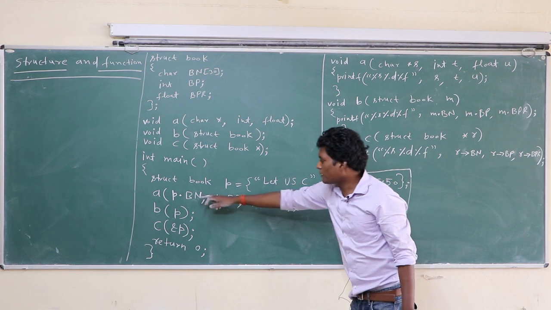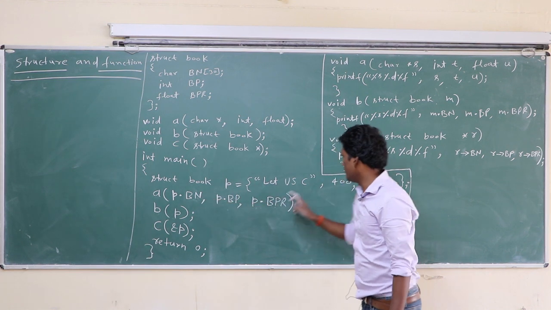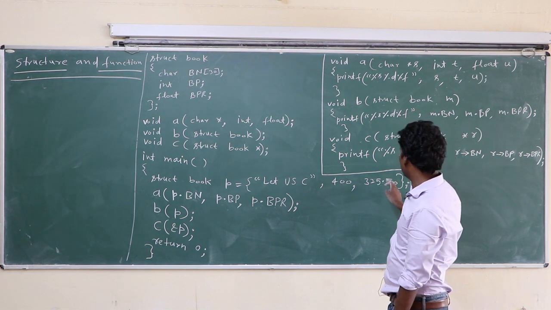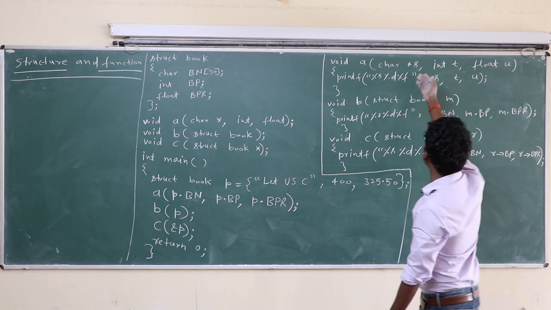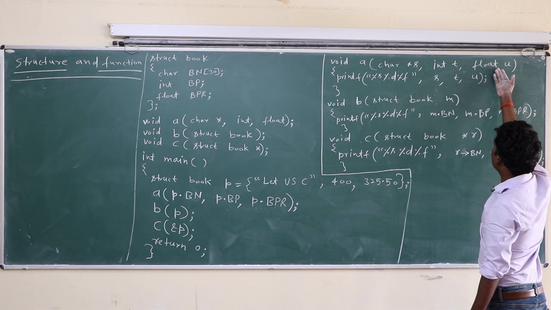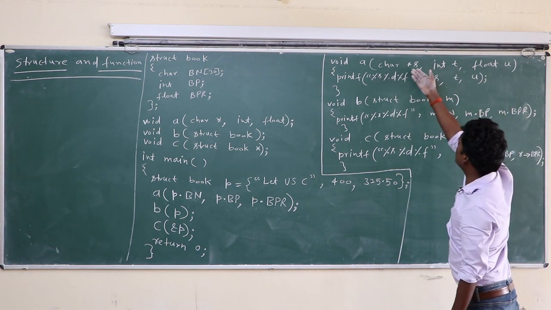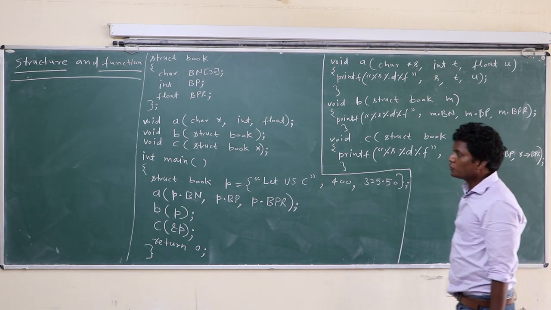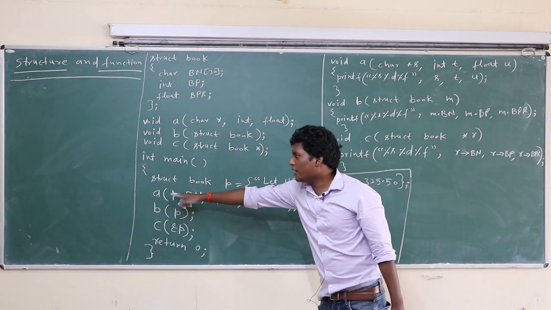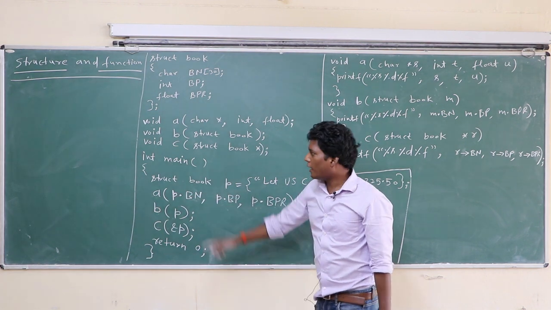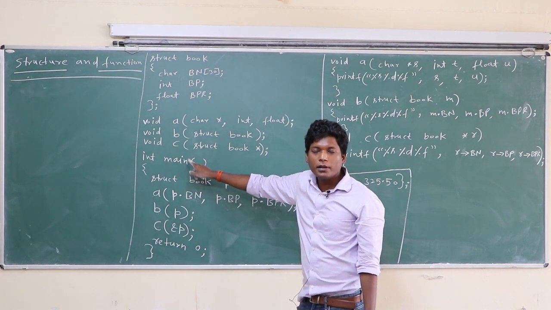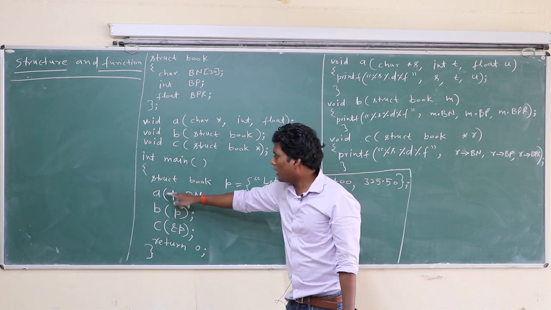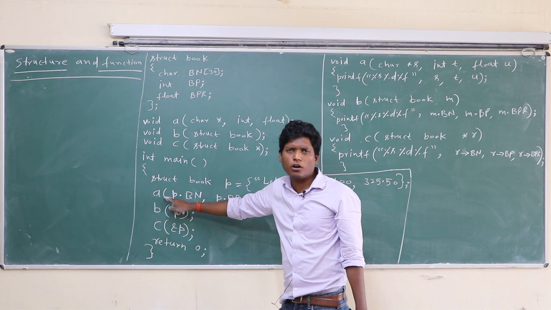And what is supplied here? Let us see. 400 is supplied here and 325.50 is supplied here. So these are received in these variables, and we print them. Okay class, so here you can see function A is called function and main function is calling function, because main is calling A, that's why main is calling function, and A is called, that's why A is called function.